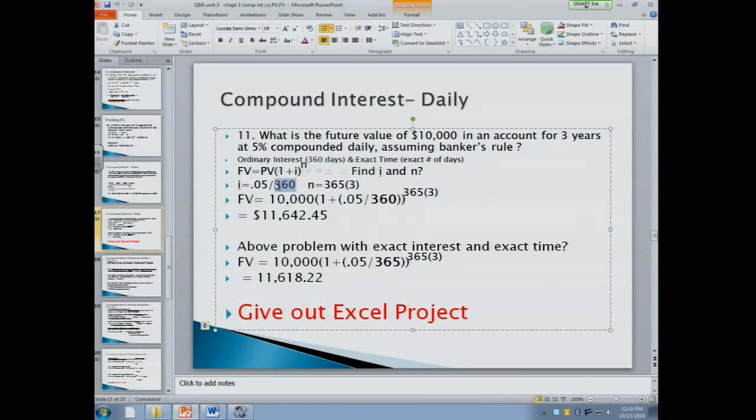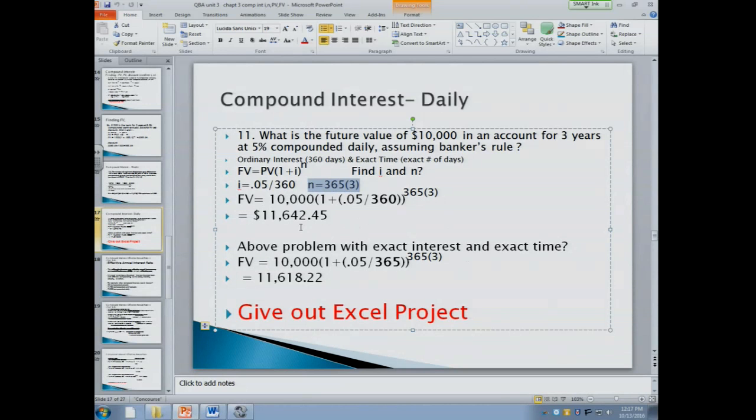And this is just something you have to memorize. The way I remember it is, I want interest every single day of the year, or I want interest for 365 days of the year. So you have to multiply to calculate N. In this case, you multiply it by 3 years.